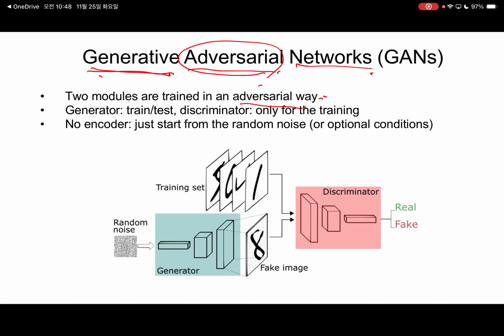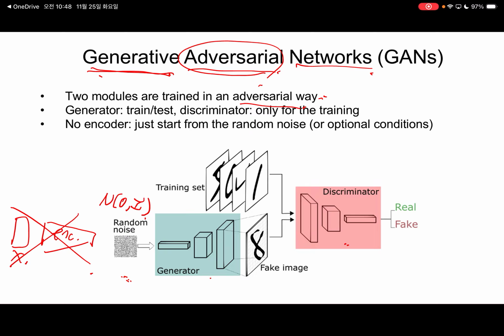There are two modules, generator and discriminator. Generator is used for both training and testing. Discriminator is only used for training. And there's no encoder. As you can see, this shows just a simple pipeline of GAN. In VAE, when training, we have the input image X and then we have an encoder, right? But in GAN, we do not have an encoder. We always start with random noise from a normal Gaussian distribution. And the generator acts like the decoder in VAE. It generates an image. And there's a discriminator, which we'll learn later.